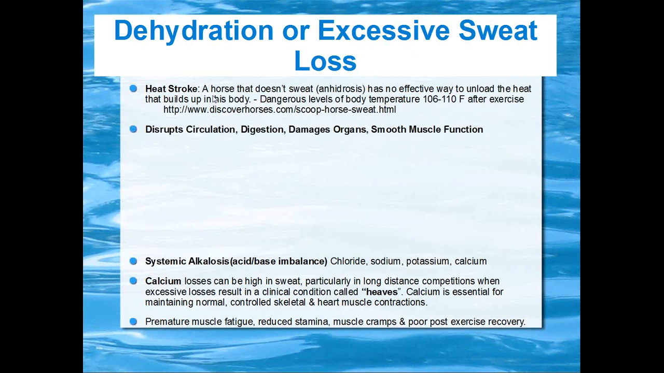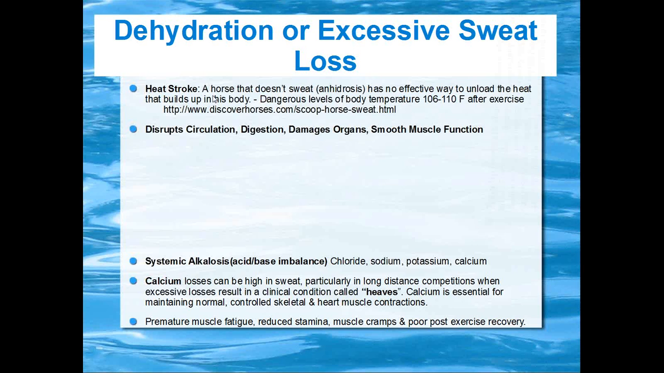When we have dehydration or excessive sweat loss, it will disrupt circulation because water gets pulled out of the blood. Water gets pulled out of digestion, so we can't have food move through and have that digestive system work properly. The digestive system without water will also get acidic. We will have damage of organs because we're going to have destruction of the cells itself that make up those organs, and of course we're going to lose smooth muscle function.